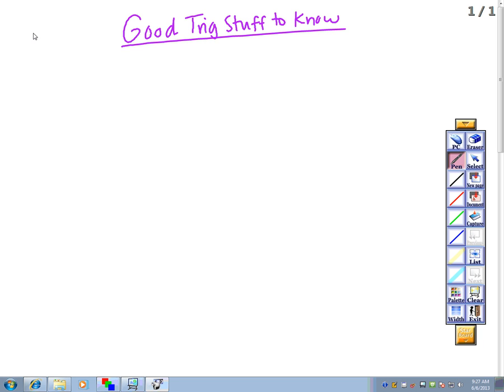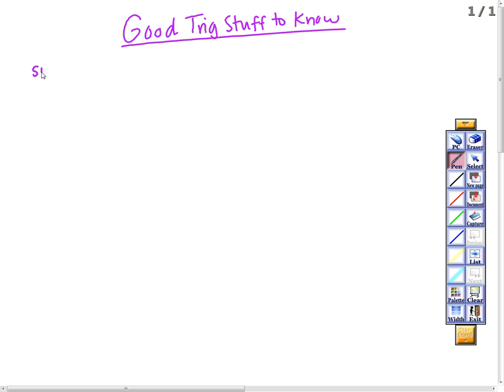Good trig stuff to know. Okay, I'm going to start off with some formulas, then we'll talk about the unit circle. We know that sine squared x, theta, t, whatever variable I want to use, doesn't matter as long as they're the same. So let's go ahead and use theta because it's more generalized. Sine squared theta plus cosine squared theta equals 1.